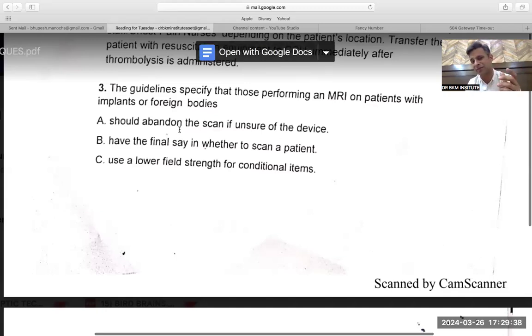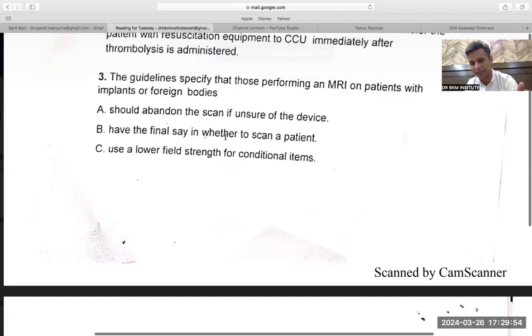But this also seemed like an answer that should abandon the scan. But again, the word abandon was not given. I was confused, but I said abandon can be stopped, and they told that we should not do the scan until we are sure. So that's fine. A or B, but B also is right, to be honest. I could not use the elimination method.